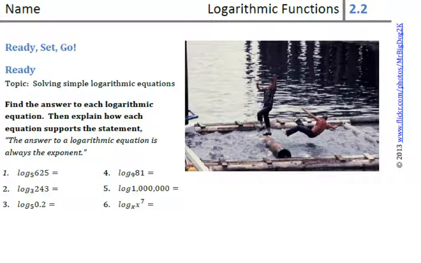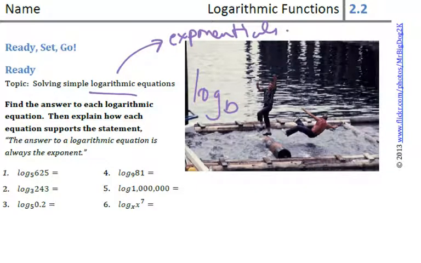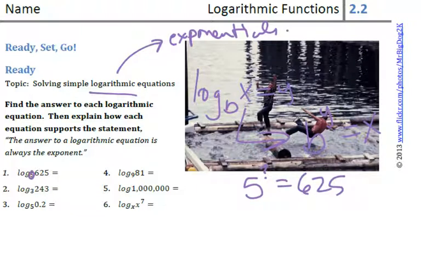Alright, logarithmic functions 2.2. First, we're going to find the answer to each logarithmic equation. Remember, knowing that logarithms are inverses to exponentials, and knowing that we can take the logarithm and rewrite it as the inverse, we can do that. So we'd go log base 5. What power is going to equal 625?